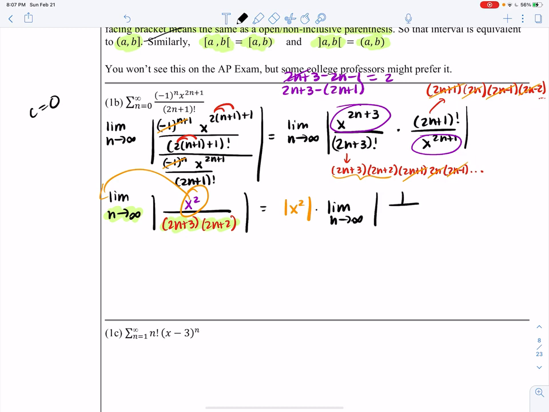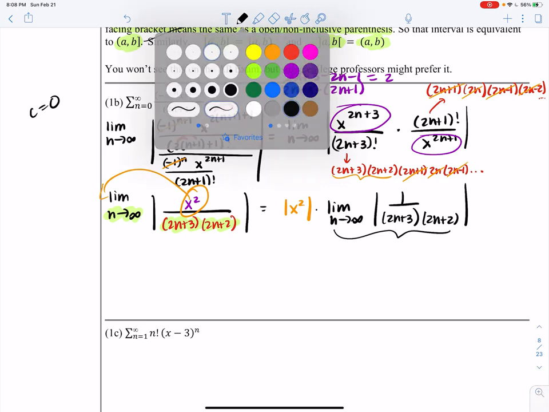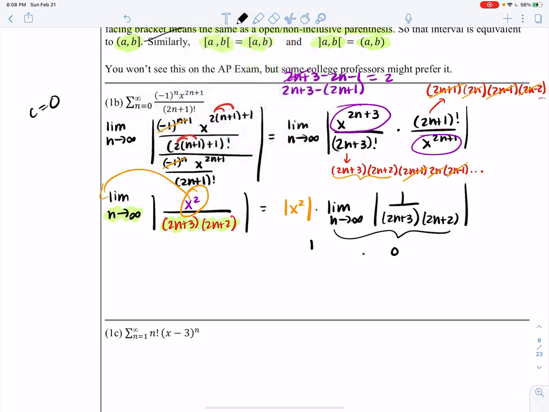And I basically get 1, 2n plus 3, 2n plus 2. You should still have absolute value brackets. Now we're going to evaluate this limit, and because it is bigger on bottom, I know that this limit is going to produce 0.